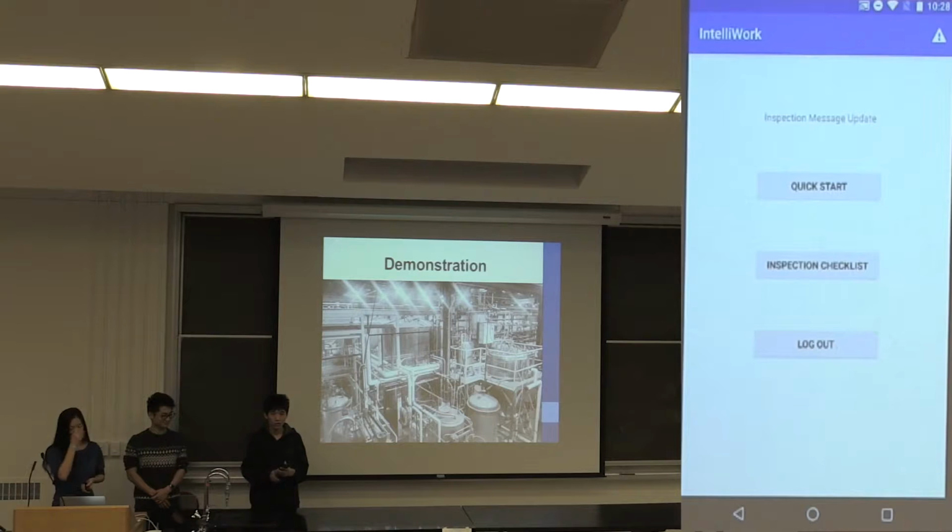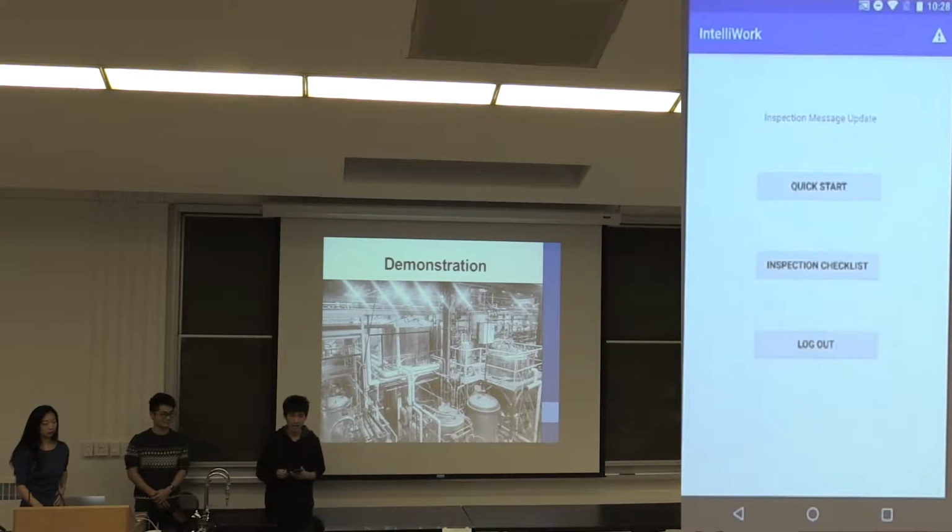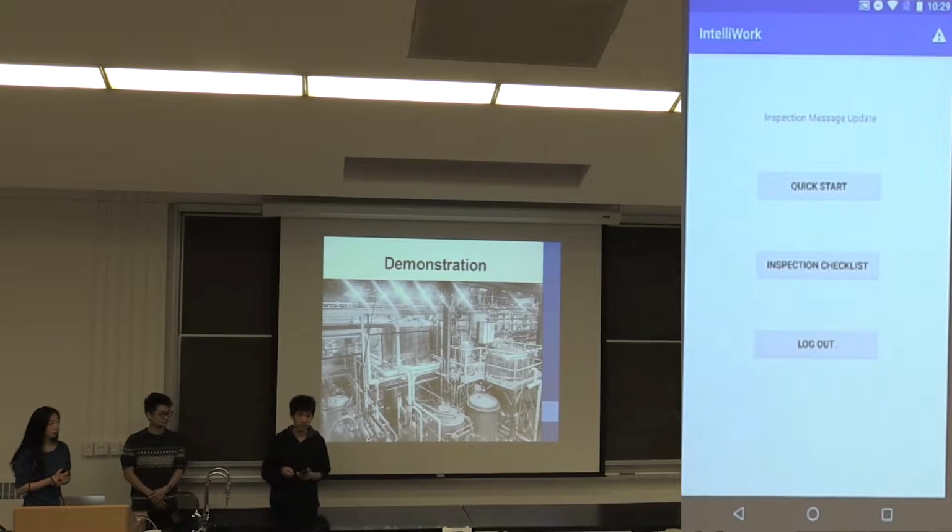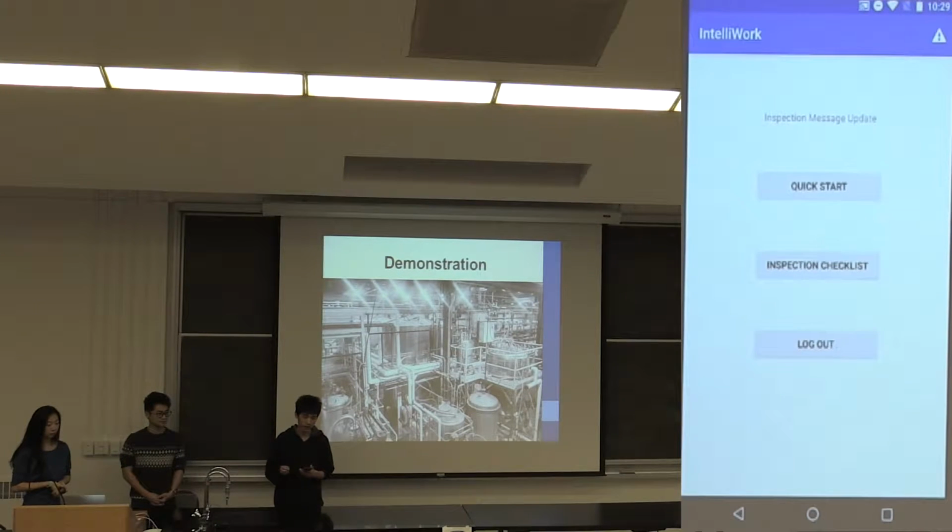So I'm an operator, and upon the launch of the app, I see that there are two main buttons: the Quick Start, which contains mapping functionality, and the Inspection Checklist, which contains a routine list of items to complete. So let's go with the Quick Start option.